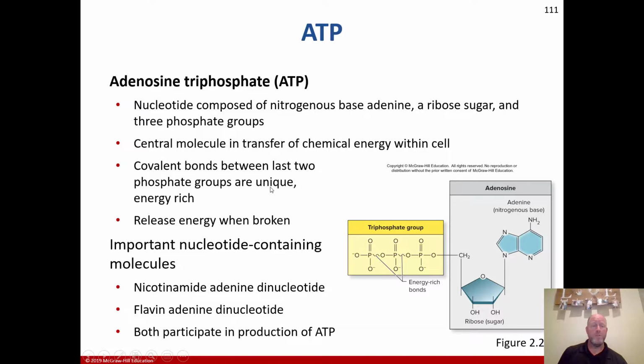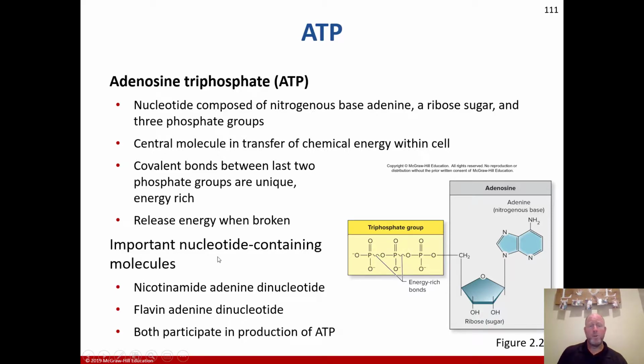Covalent bonds between the last 2 phosphate groups are unique. They're energy rich. They release energy when they're broken, so that it ends up going from ATP down to ADP with an inorganic phosphate floating around. And of course, ADP is going to try to get that inorganic phosphate to bind so it can again break it apart, releasing energy for use by the cell for muscular work. I should say the cells.